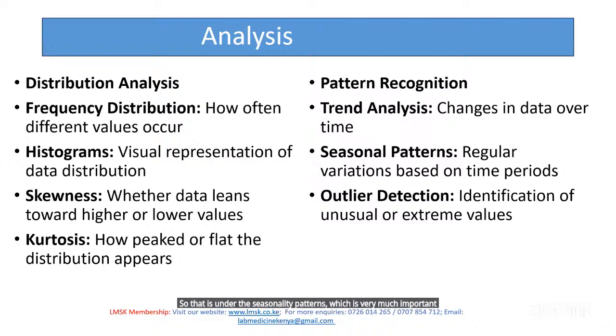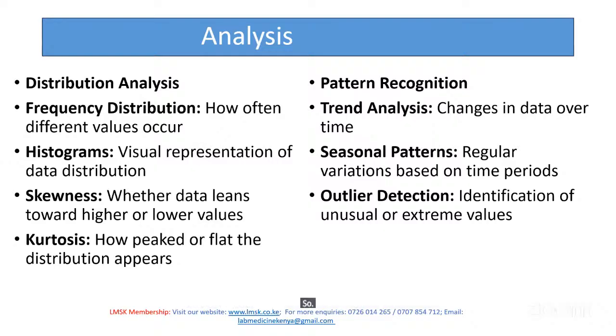So why are we monitoring the seasonality patterns? So that we come up with the upsurges, which is mean plus 1.5 standard deviation, or under action and alert thresholds in our KHIS data. Then under outlier detection, identification of unusual and extreme values.